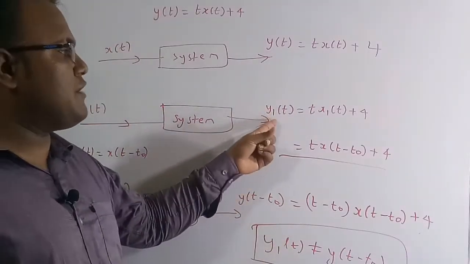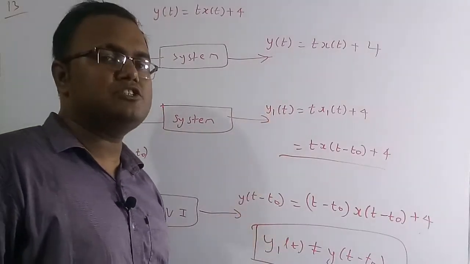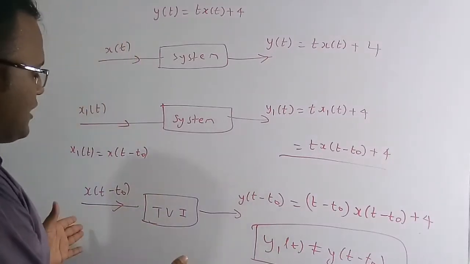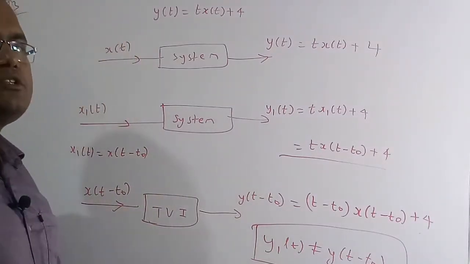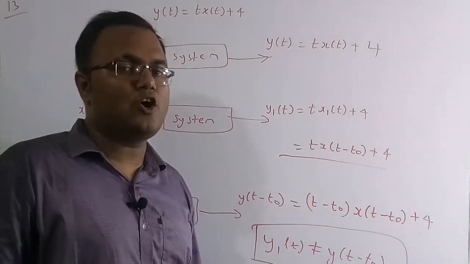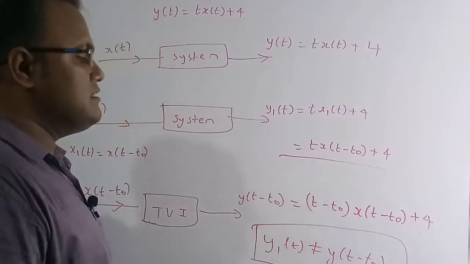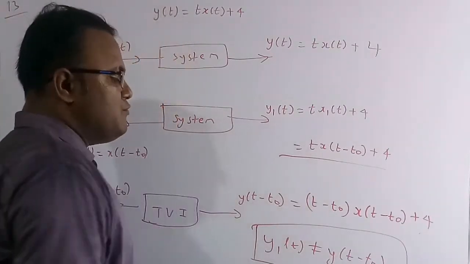If you see carefully, here y1 of t is not equal to y of t minus t naught, means whenever there is a small amount of delay in the input, the same amount of delay is not present in the output. So therefore we can conclude that this system is said to be a time variant system.